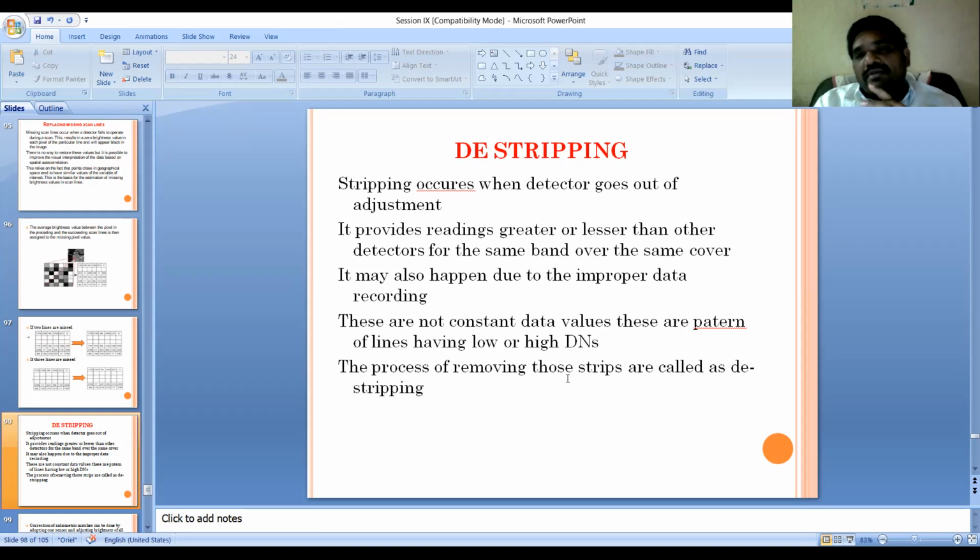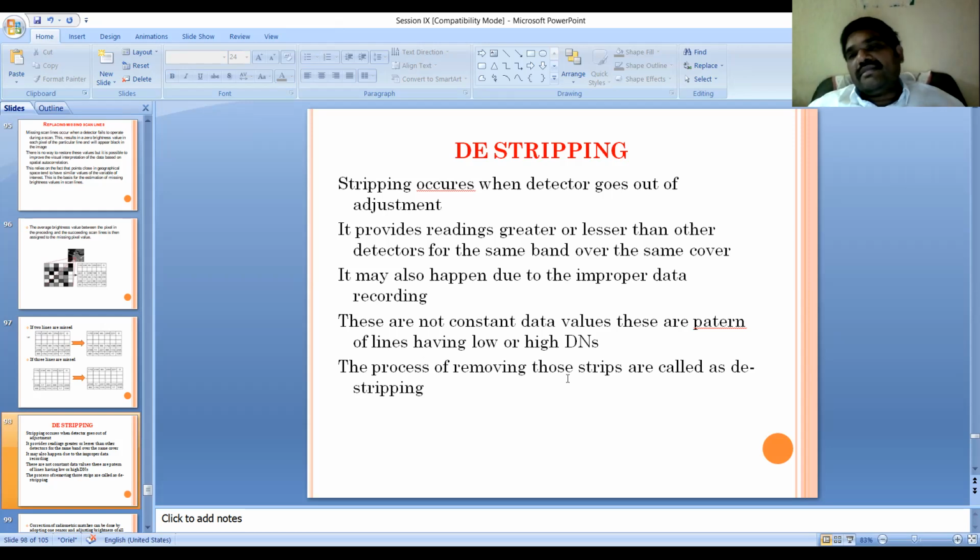If you are removing those digital numbers, that means you must keep some number in their place. Which number, and how can you depict the numbers? Because there is no possibility of removing the entire line. What we are doing is removing the striping. Striping means high and low values in the pixels. The striping has to be removed.